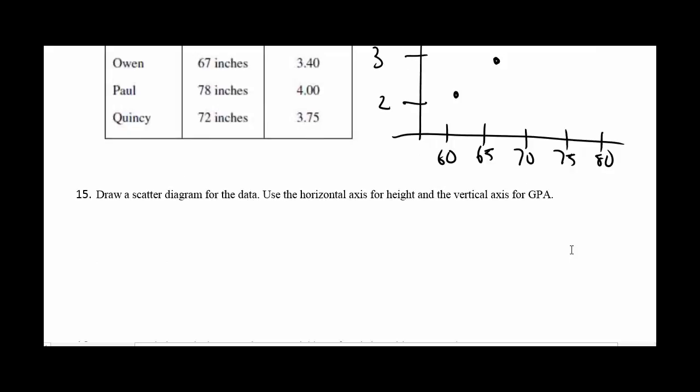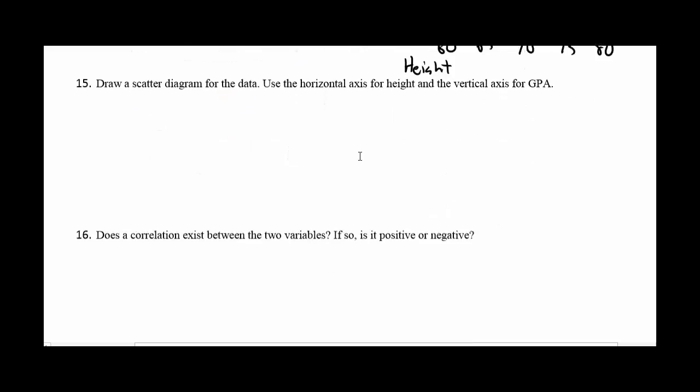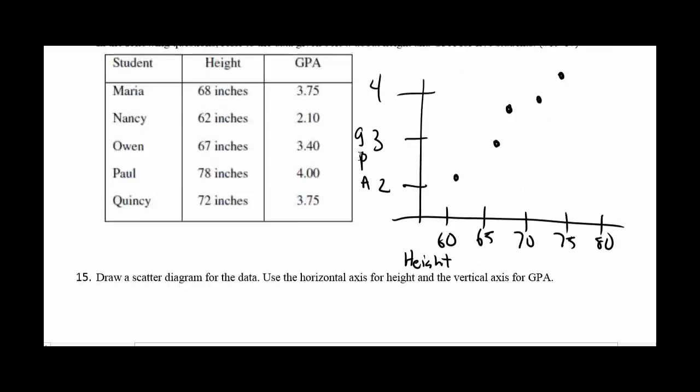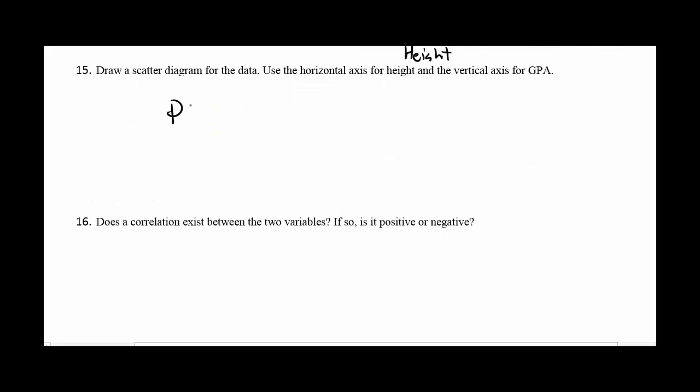So that's number 15. I'll label, let's see, height goes here, and GPA goes on the vertical. Does a correlation exist, and if so, is it positive or negative? Okay, so as I look at it, it looks like there's a positive trend. I'm sorry, I'm writing that all sorts of places, that goes down there. That's number 16.